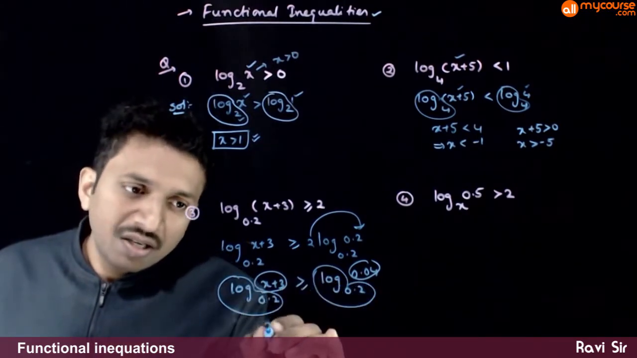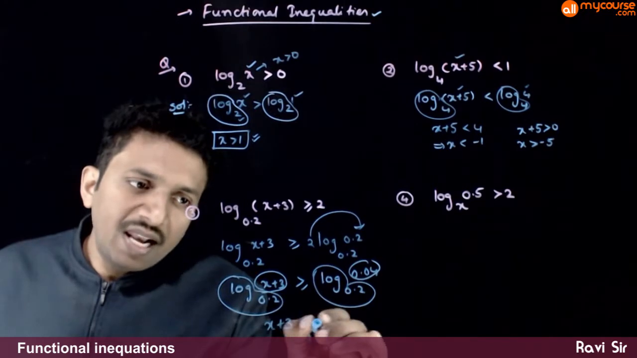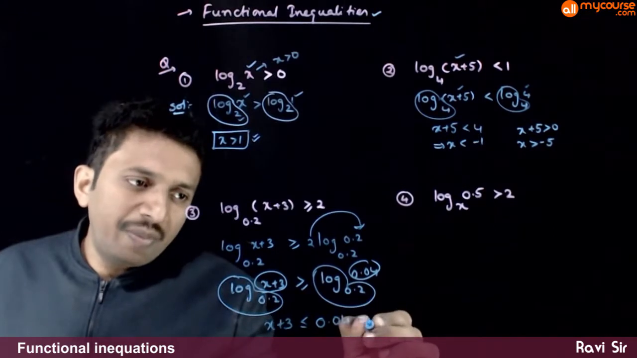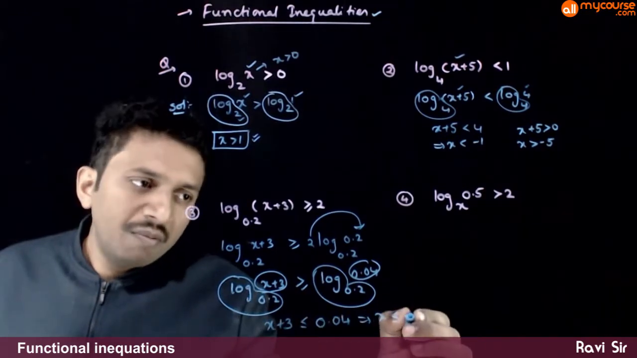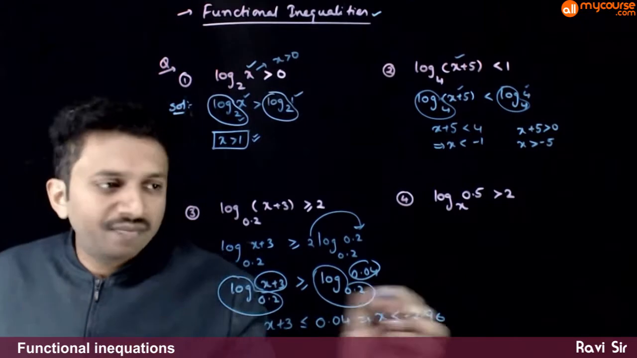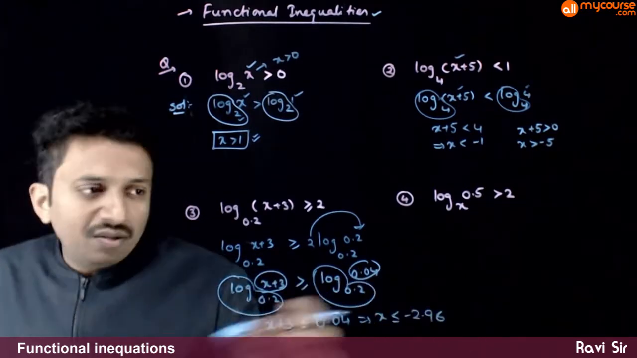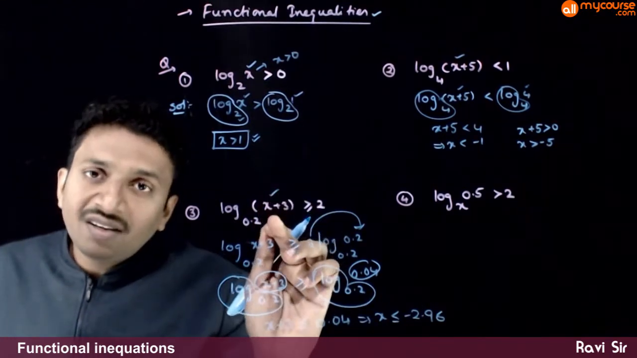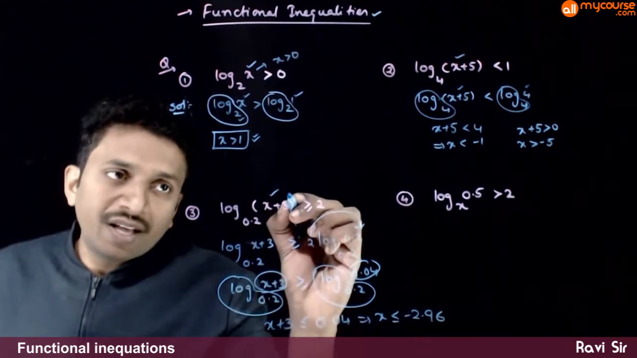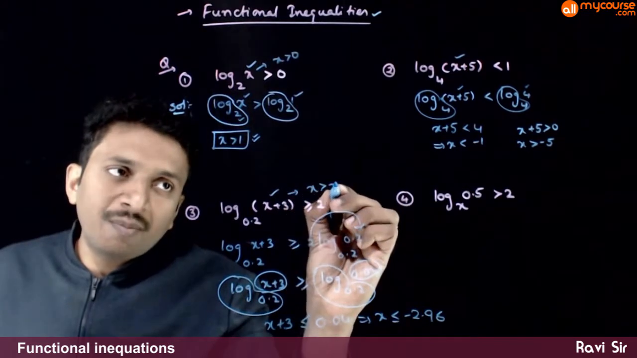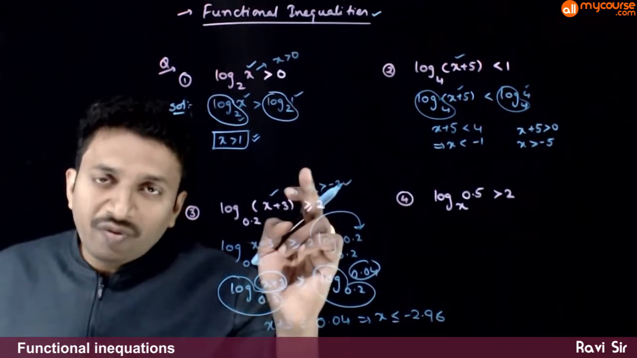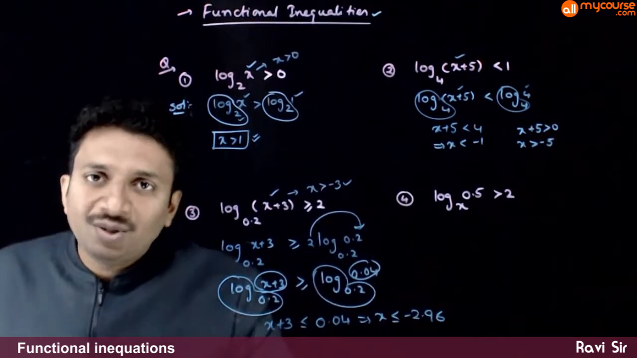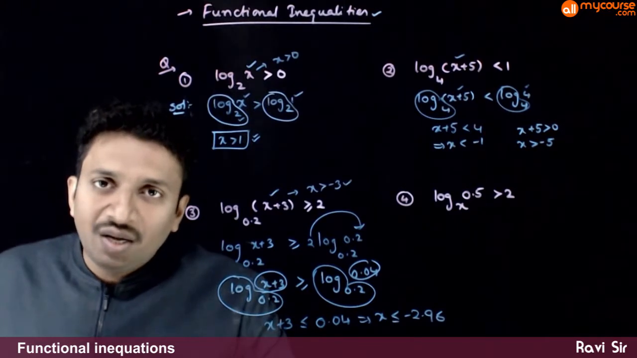If you remove this function, x plus 3 will be less than or equal to 0.04. The sign of inequality reverses. This implies x is less than or equal to minus 2.96. So this is the solution for this inequation. Further, you have to take x plus 3 greater than 0 also. So if x plus 3 is greater than 0, x is greater than minus 3 should also be valid. So x is greater than minus 3 and less than or equal to minus 2.96. It has to lie somewhere in between these two. That's the answer to this inequality.